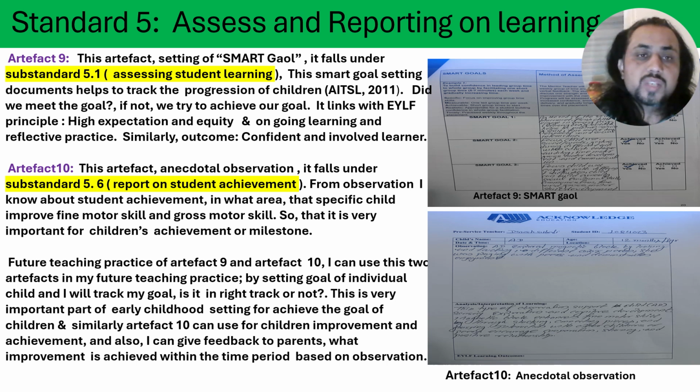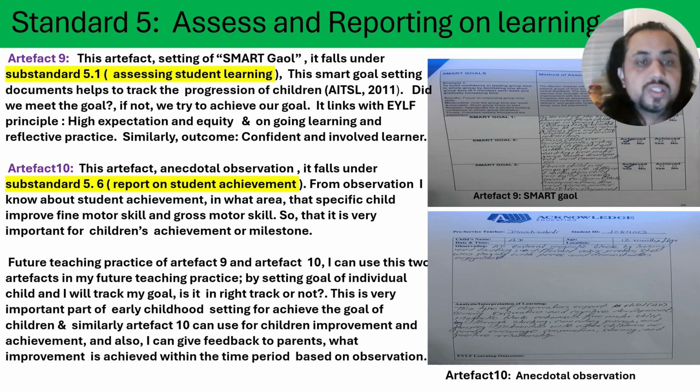This slide belongs to Standard 5, assessing and reporting on learning. Artifact 9, the setting of a SMART goal, falls under substandard 5.1, assessing student learning. This SMART goal setting document helps to track the progression of children. Did we meet the goals?